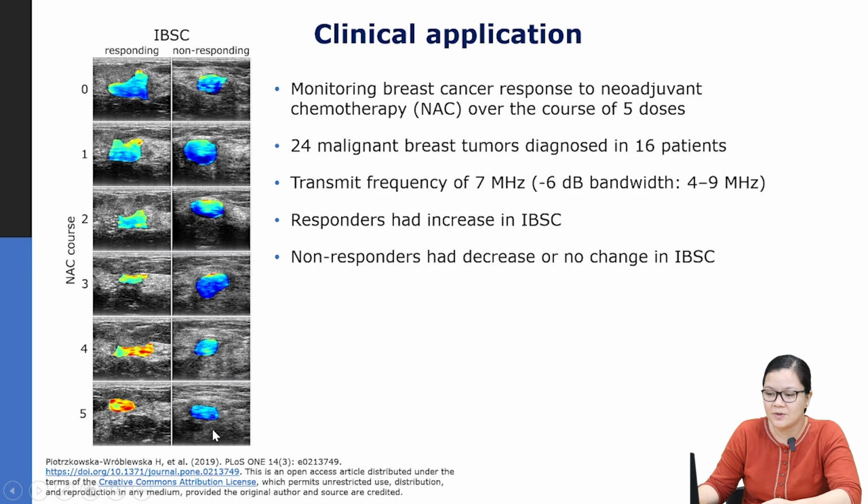In contrast, if you look at the patients whose tumors were not responding to the treatment, you can see that there's a slight decrease in the integrated backscatter coefficient, or no change in the integrated backscatter coefficient. So this is one example of how this type of parameter can be used to determine whether there are any changes in the tissues based on a type of therapy.